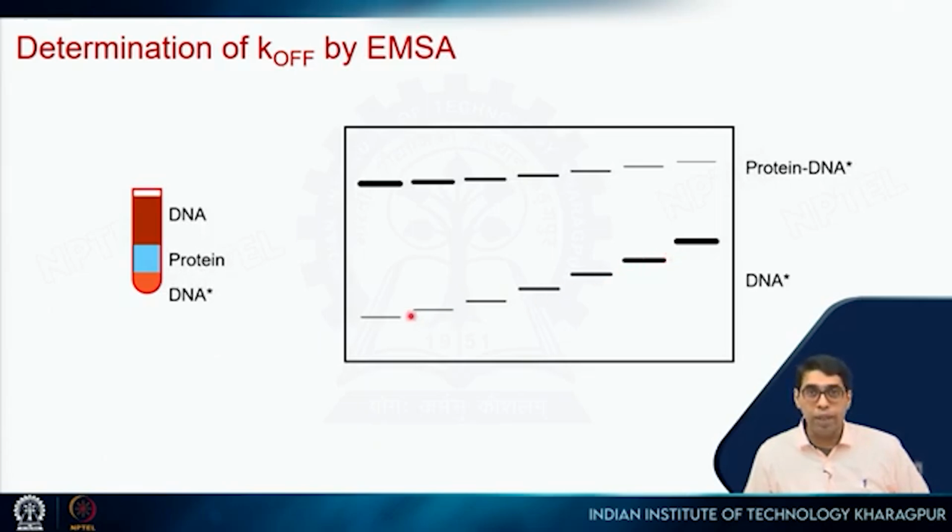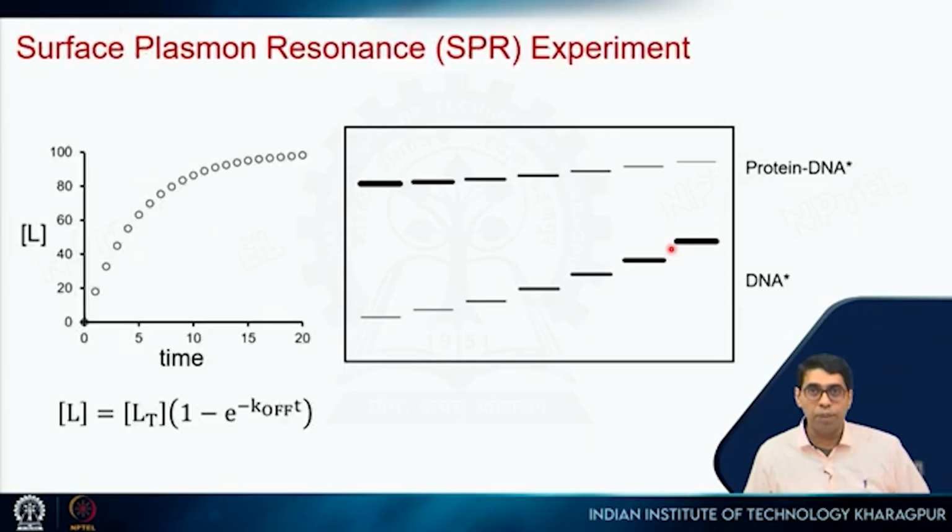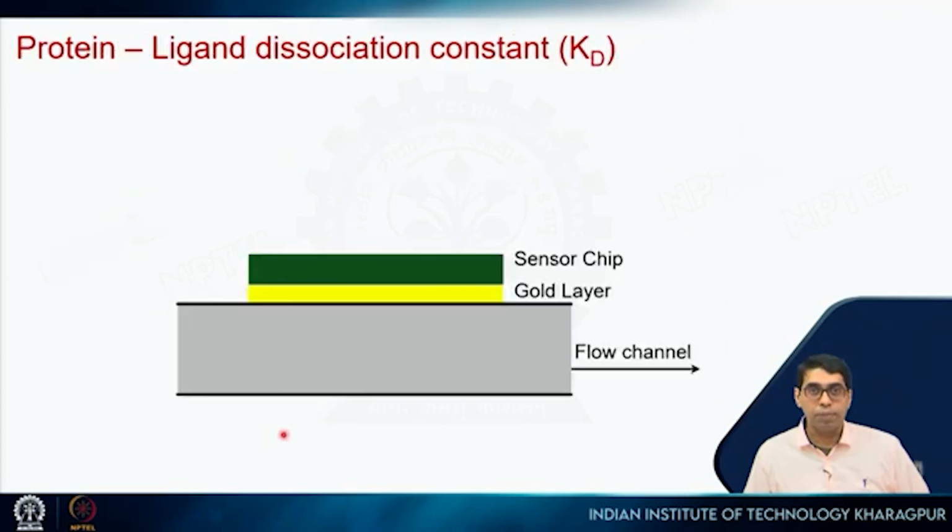So this is my free ligand. I have it as a function of time, so I can go back to the previous equation and fit it to get my off rate, right? So this is my free ligand. I can fit it to get my off rate.